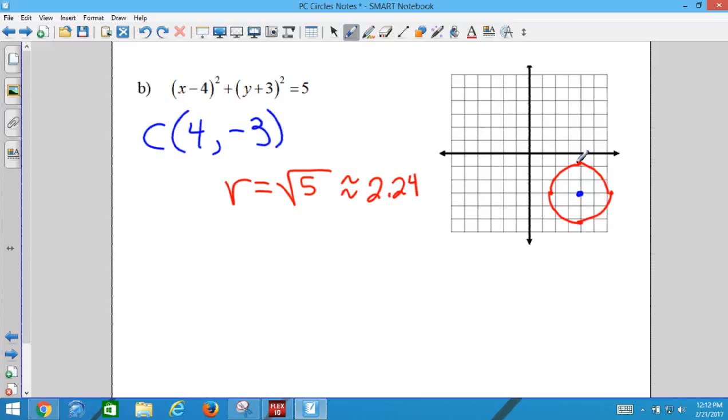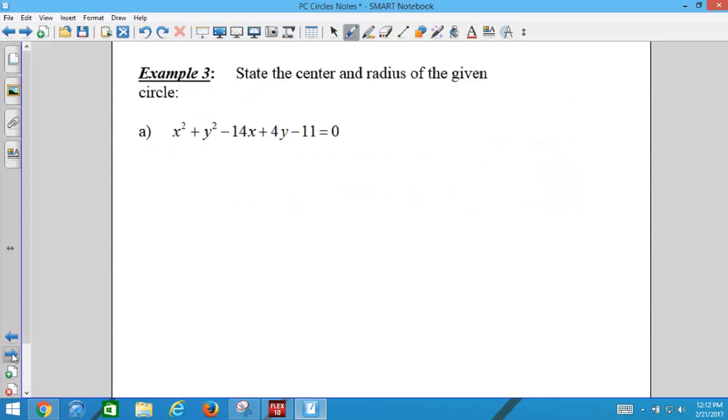Just do your best to connect them. If I can see the points in the center, that's acceptable, even if you can't make it from my circle, because I have trouble too. All right, halfway through our notes.